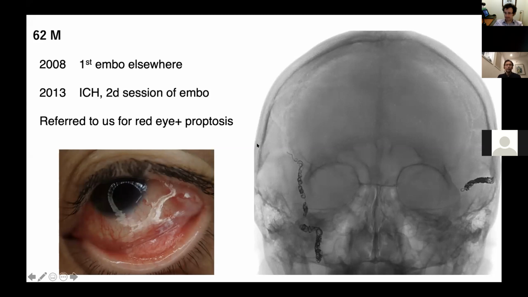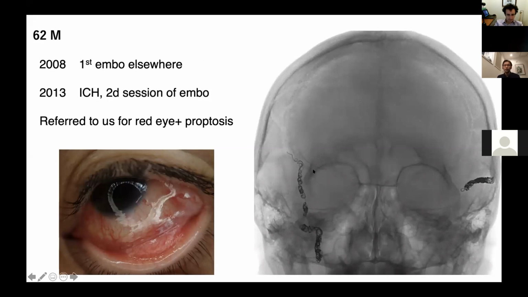This is a 62-year-old male. He started about 12 years ago. He was embolized somewhere else, and I don't have his history of what happened at that time. But 5 years later, he had a small hemorrhage and a second session of embolization.